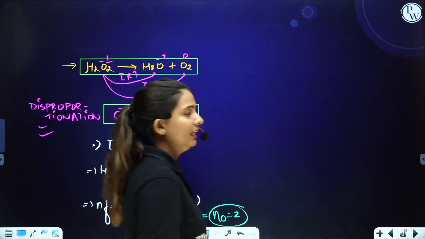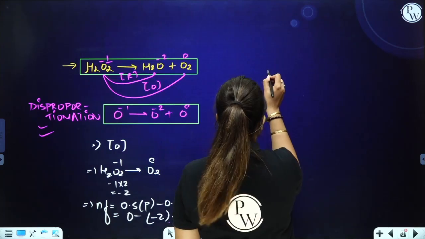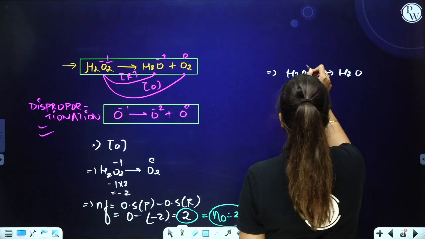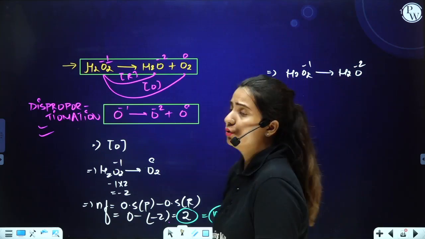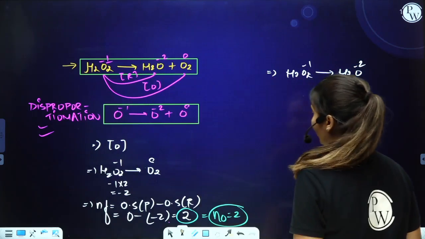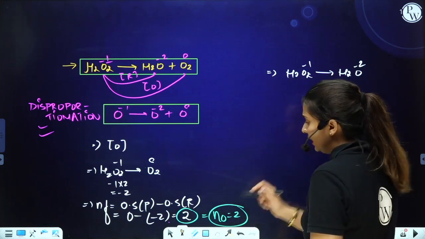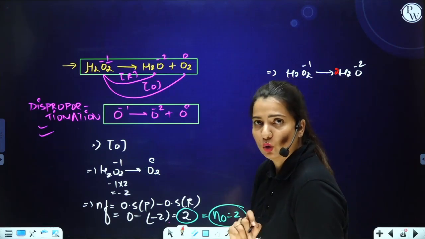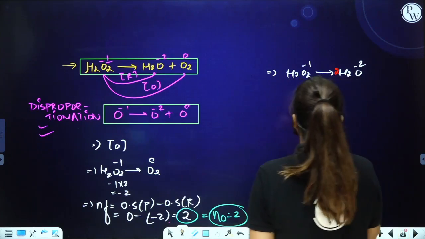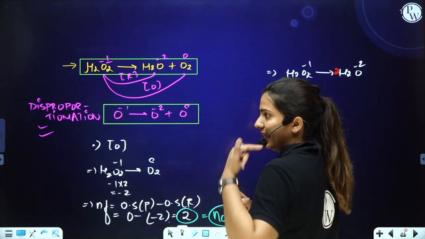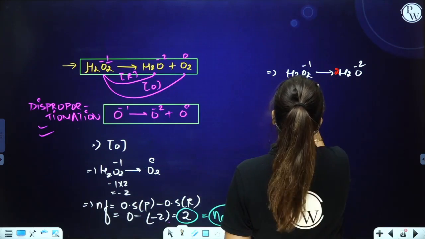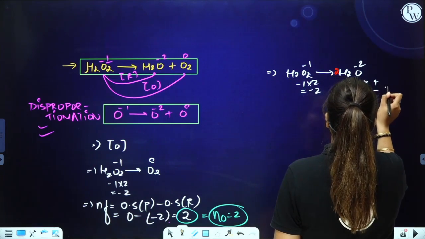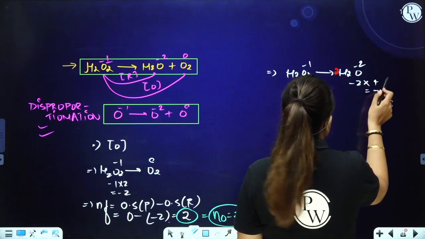You have to calculate the individual N factors first. Now, if you talk about the reduction process, H2O2 is getting converted into H2O, where -1 is getting converted into the -2 oxidation state. If we talk about the number of atoms, they are not the same. Here it is 2, here it is 0. So you have to multiply by 2 over here to make the oxygen on both sides equal. So here you will have the charge -1 into 2 as -2. Here you will have -2 into 2 as -4.